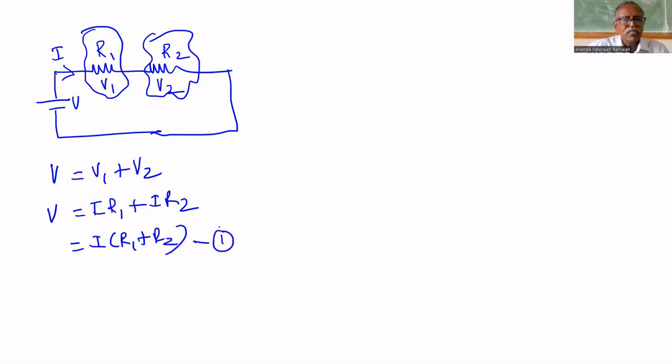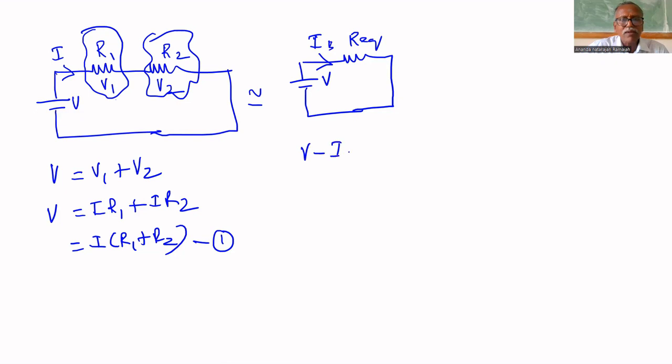Suppose I am finding an equivalent circuit that gives the same effect, but instead of two resistances, I am using only one resistance, R equivalent. What is the current I? The applied voltage is V, and the current through this is I. Therefore, V equal to what? I multiplied by R equivalent. Let it be equation 2.